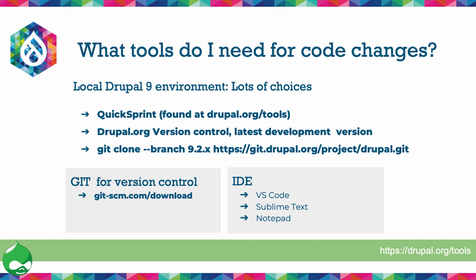Sprint tool found in drupal.org/tools. I will be demoing the installation of that in a moment. You can also go to drupal.org/project/Drupal to choose the latest development version and get the git clone command for that. Currently that version is 9.1.x and you can clone it with this command. Talking of Git, you will need Git installed.